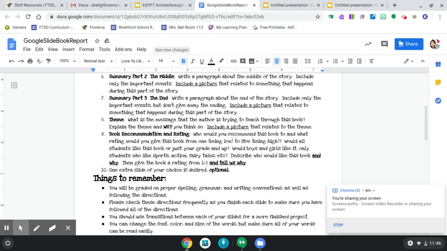Only students who like sports, action, fairy tale, etc. Describe who would like this book and why. Then give the book a rating from 1 to 5 and tell us why.